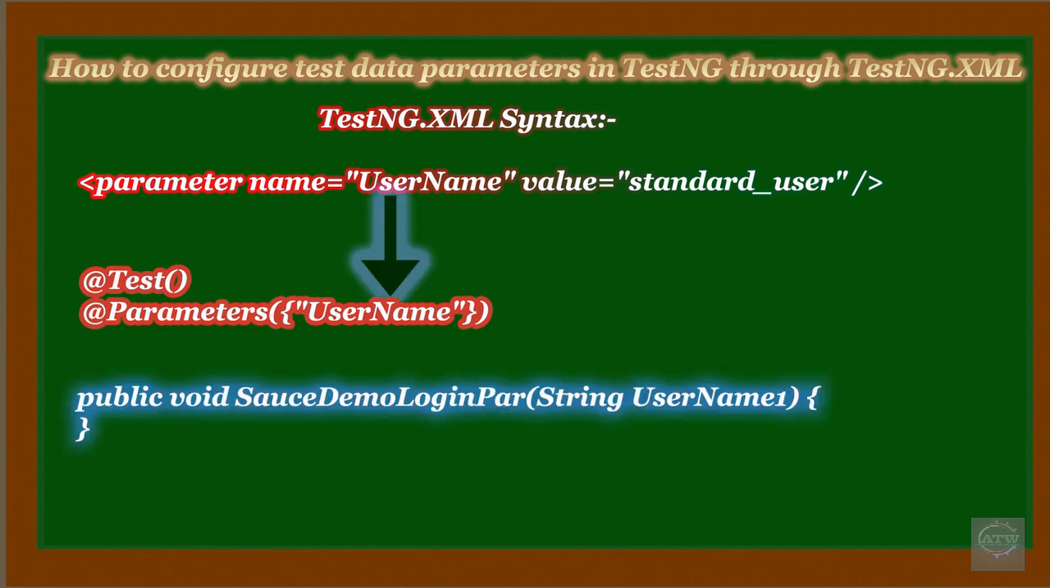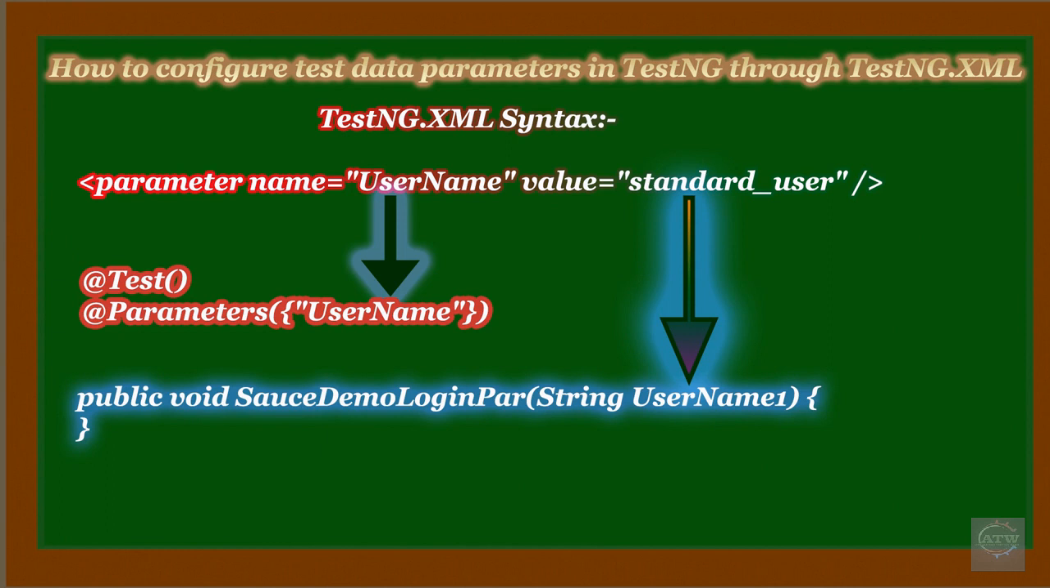The first topic which we are going to see is how to configure test data parameters in TestNG through TestNG.XML. So the first part is you need to open your TestNG.XML and you have to configure the parameters which you are going to pass to the test method. Okay. In this example, I have shown you the first syntax. The name of the parameter is username and the value which we are going to pass is standard_user. Okay. So this is the first configuration which we have to do in testng.xml.